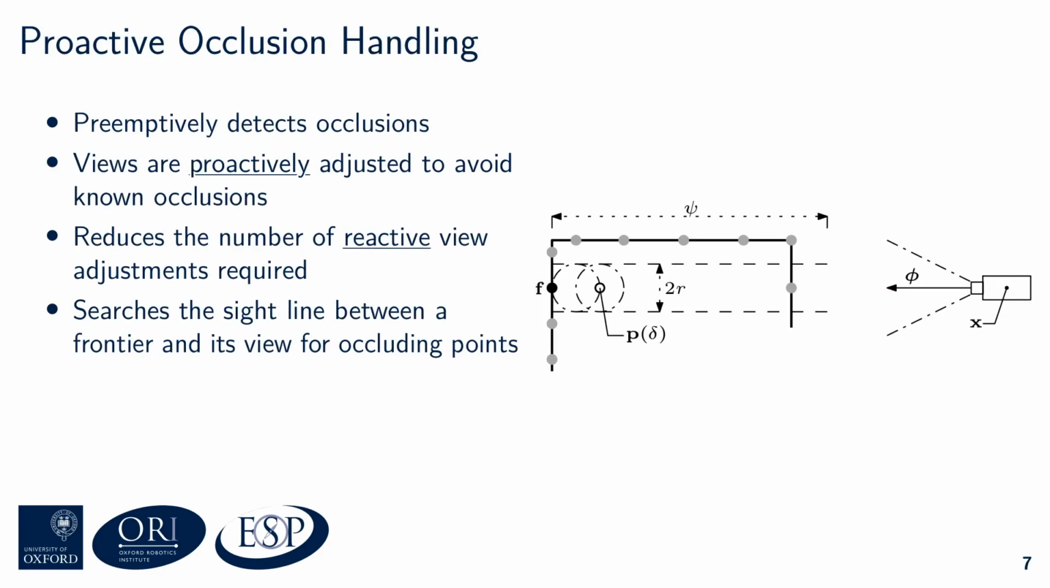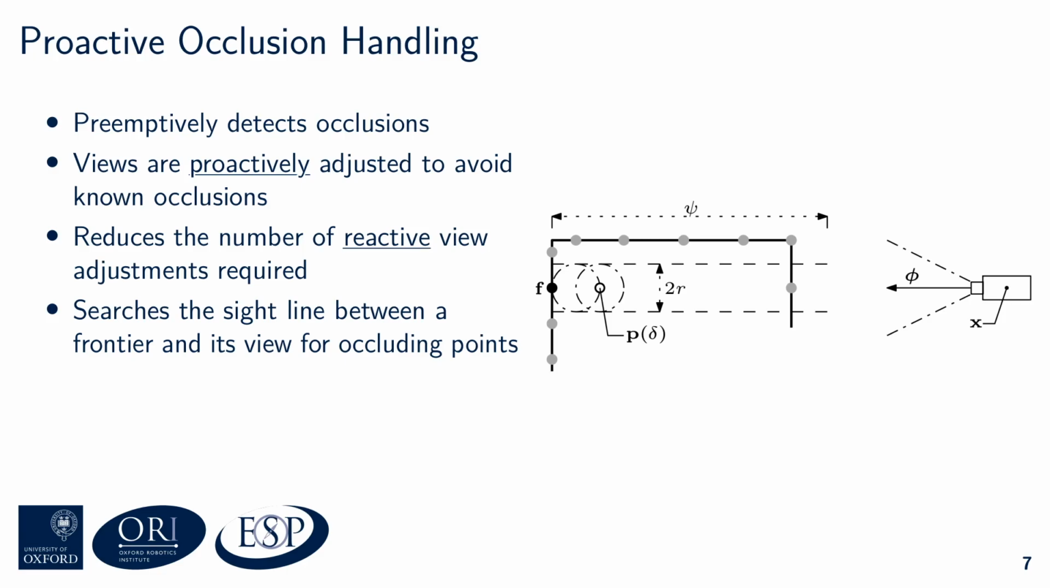This work presents a more efficient strategy for handling occlusions, which proactively detects and avoids them before obtaining a view. This mitigates the need to apply incremental view adjustments when the presence of an occluding surface is already known, and increases the likelihood that a frontier point will be successfully observed from its first view.